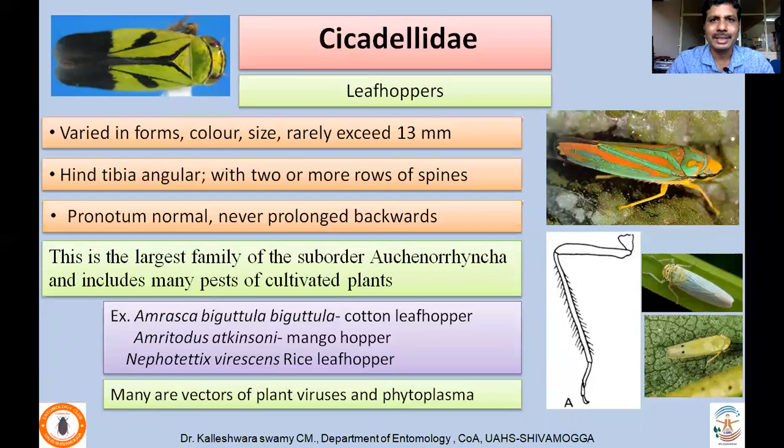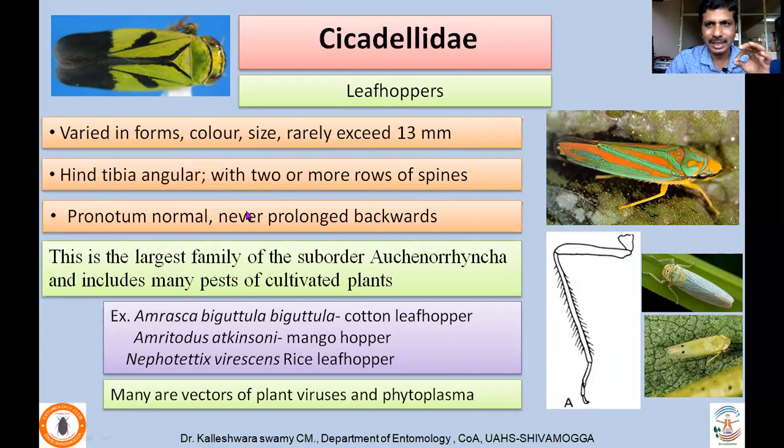Coming to the next family, Cicadellidae. They are called leafhoppers. They vary in form, color and size, and rarely exceed 13 mm, that is 1.3 centimeters. The tibia is angular, with two or more rows of spines. The spines are arranged in rows, there may be 2 rows or 3 rows. I am talking about only the hind tibia, that is the tibia of the hind leg, not the coxae of the foreleg. So I am talking about the hind tibia with 2 or 3 rows of spines arranged like this. This is a very important distinguishing character of leafhoppers, Cicadellidae.